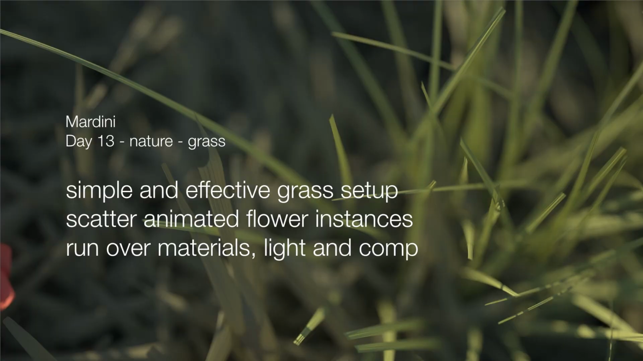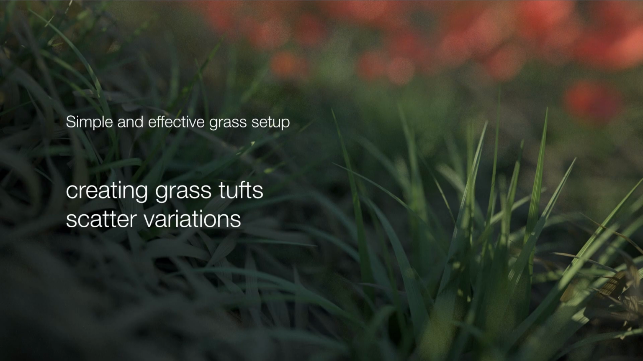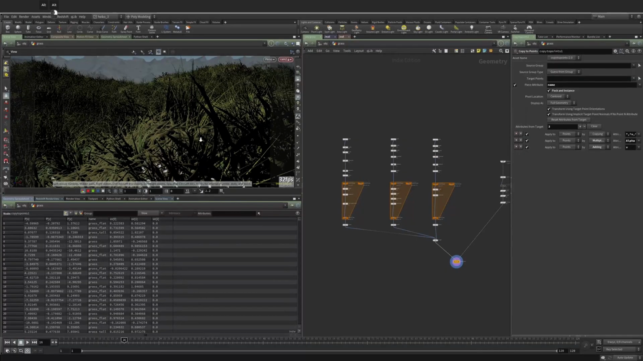I'll show you my setup to build a very simple but effective and flexible grass scatter. I quickly go over the setup I used for instancing the animated flowers, and to wrap things up, I quickly run over my material, light and comp setup. So let's dive in. If you're looking at grass, you'll see that it's not growing as single blades, it's growing in tufts or clusters of grass.